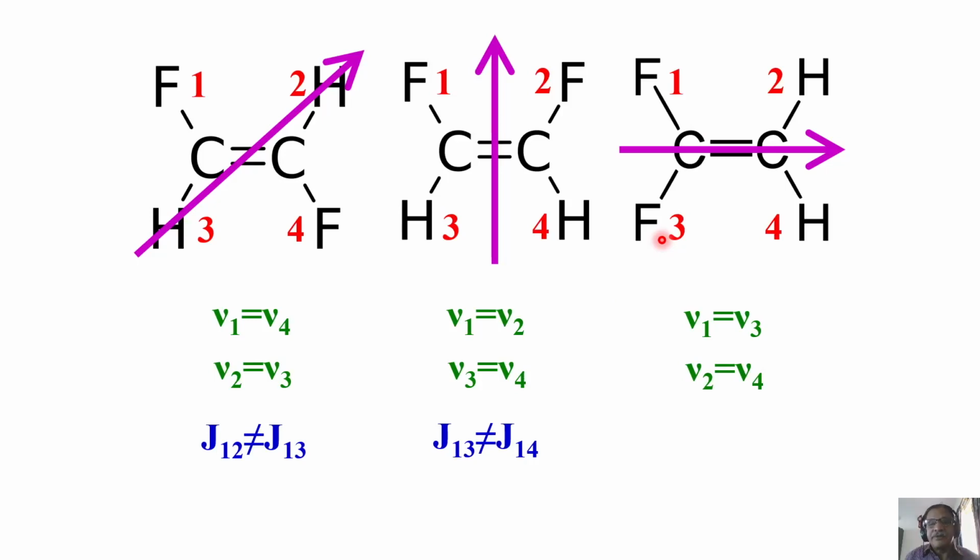What about protons? Look at it. Proton 2 is also equal to proton 4. Again, there is a symmetry and these two are equivalent. So you get a single peak for this even in the proton NMR. So these are the three different difluoro-substituted ethylenes where the substituent position is varied.